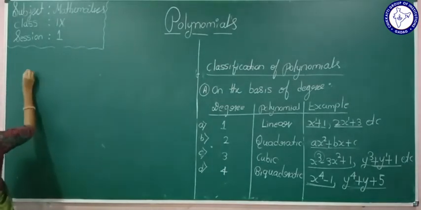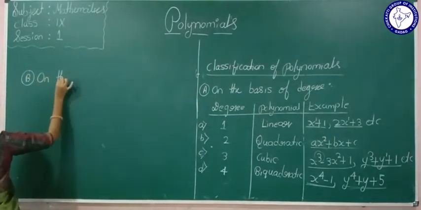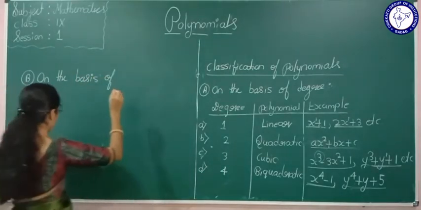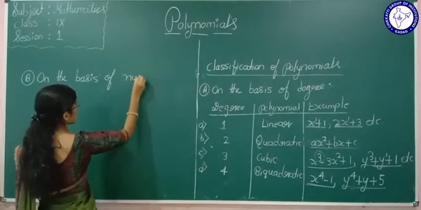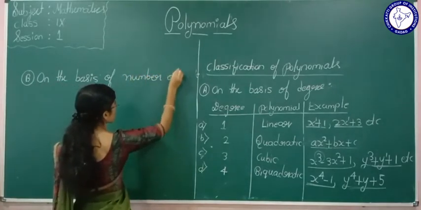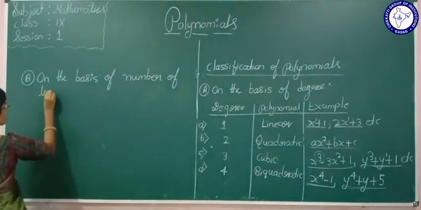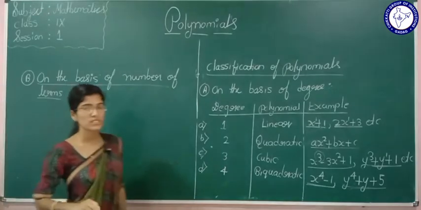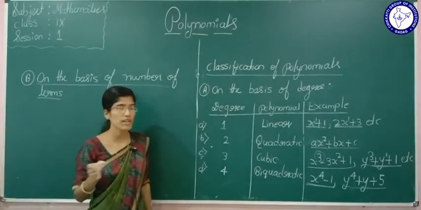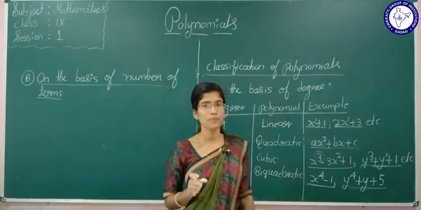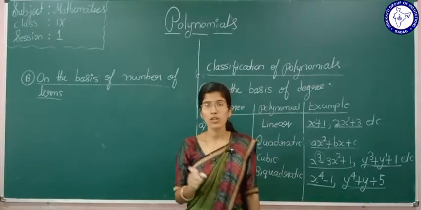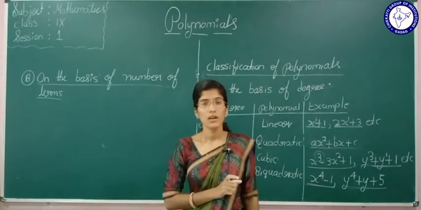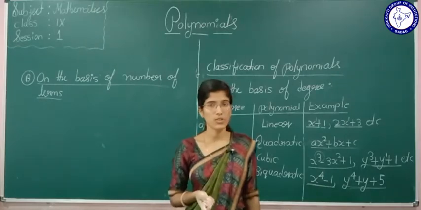So next one, on the basis of number of terms. So I have told you what is the term, right? What is the term of an algebraic expression? Term is nothing but the several parts of an algebraic expression separated by plus or minus sign.